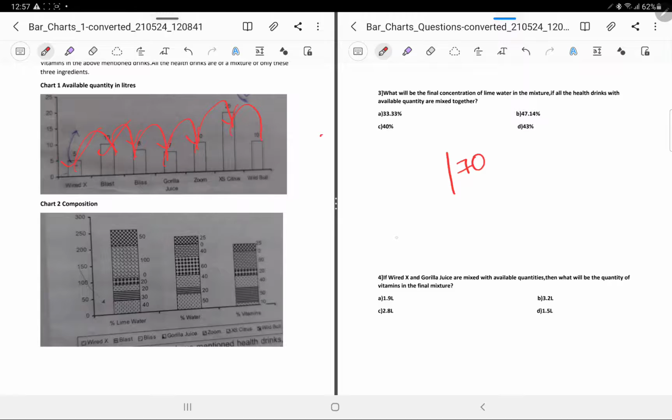Let's try and see this. Lime water: 40% of 5 is 2, plus 30% of 10, this is 3, plus 20% of 8, 1.6. Okay, 20% of 7, 1.4, plus 0 of 10, nothing. Then 50% of this 5, so 2.5. So this is 25, this is 28, this is 31, this is 33.